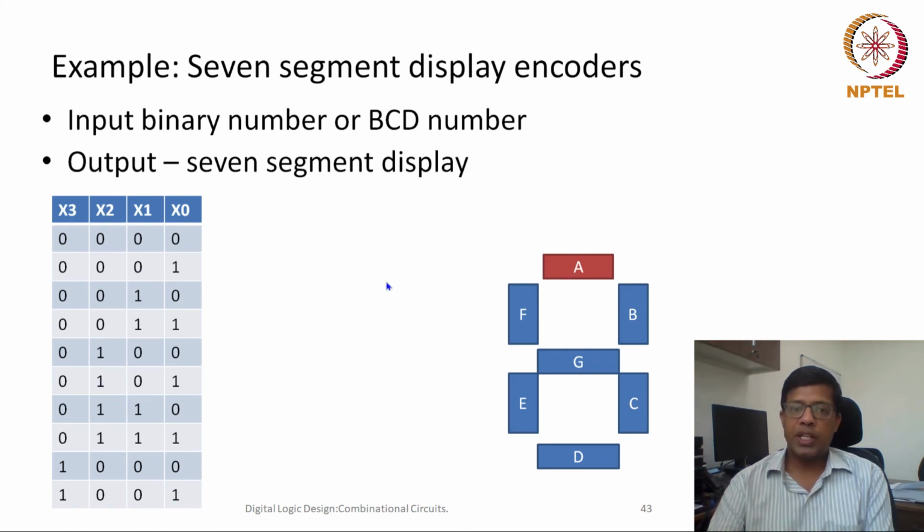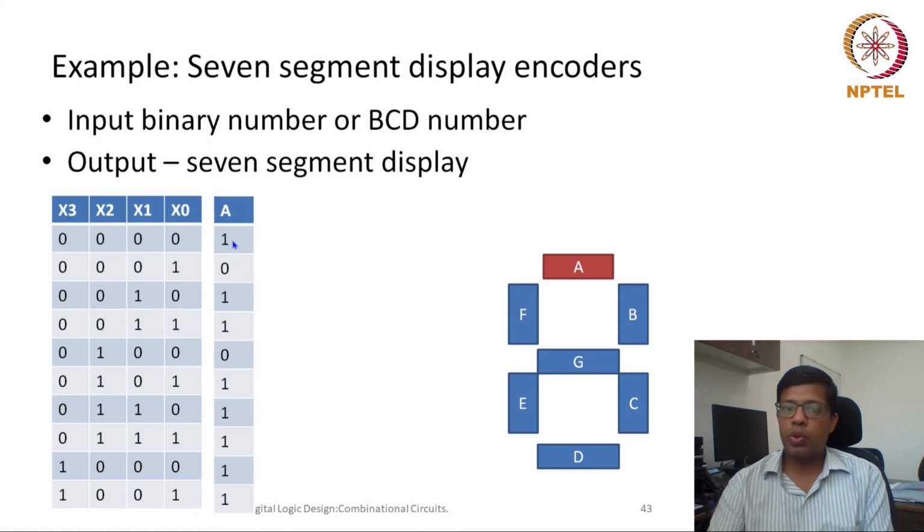Okay, so then I'll write the truth table for A. I know that it would be true for 0, but for 1 it's not true. For 2 also it is true, 3 also it is true, 4 it is not, because 4 would be something like this, A is not there. 5 also it is there, 6 also, 7 also, 8 also, 9 also it is there.